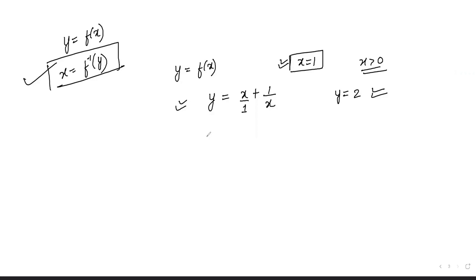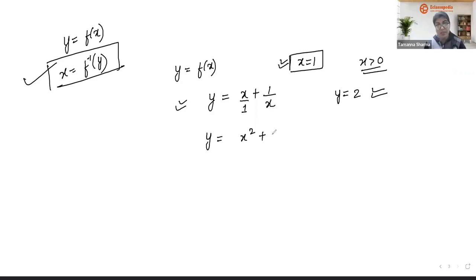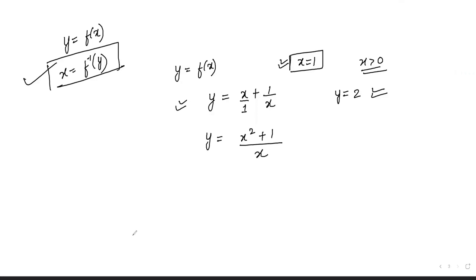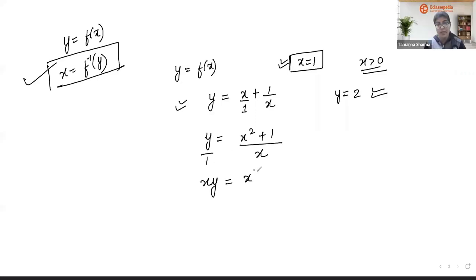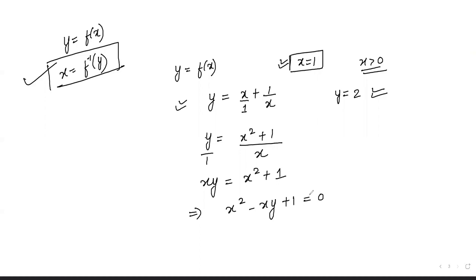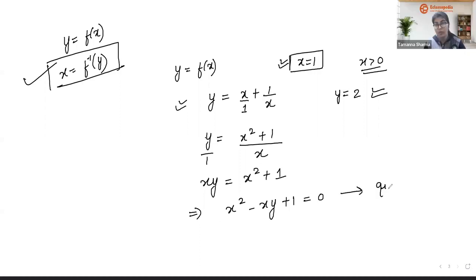Okay, so can I take its LCM, x square plus 1 divided by x? If I cross multiply, then xy equals x square plus 1. So you get x square minus xy plus 1 equal to 0. And you have to find the value of x. Do you complete the square? You can use the quadratic formula.